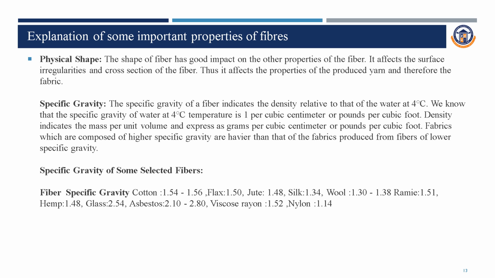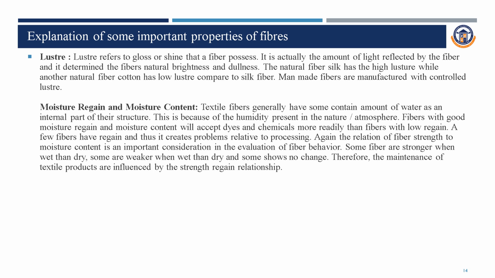Next, we see some of the densities of natural fibers: cotton 1.54 to 1.56, ramie 1.51, and hemp 1.48, etc. Next we see the luster. Luster is a very important property of a fiber. The luster helps in the water absorption of the fiber, and it also gives brightness to the fiber. Next, moisture regain and moisture content.